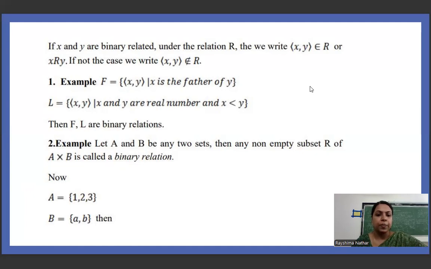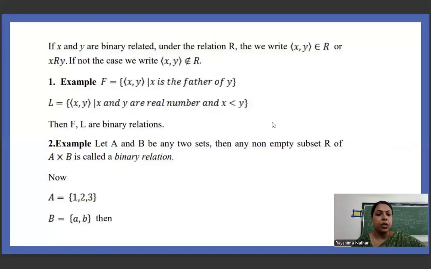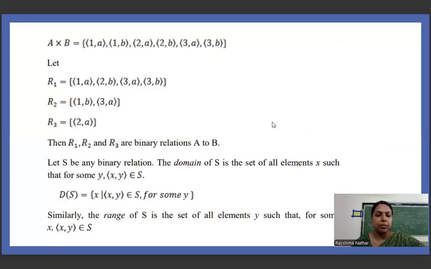Next example: A, B be any two sets, then any non-empty subset R of A cross B is called a binary relation. Here, consider A equal to {1, 2, 3} and B equal to {a, b}. Then the Cartesian product can be written as 1a, 2a, 3a, 1b, 2b and 3b. From this Cartesian product, we can construct a relation that is a subset of this Cartesian product: R1, R2, R3, subsets of A cross B, which are considered as relations.